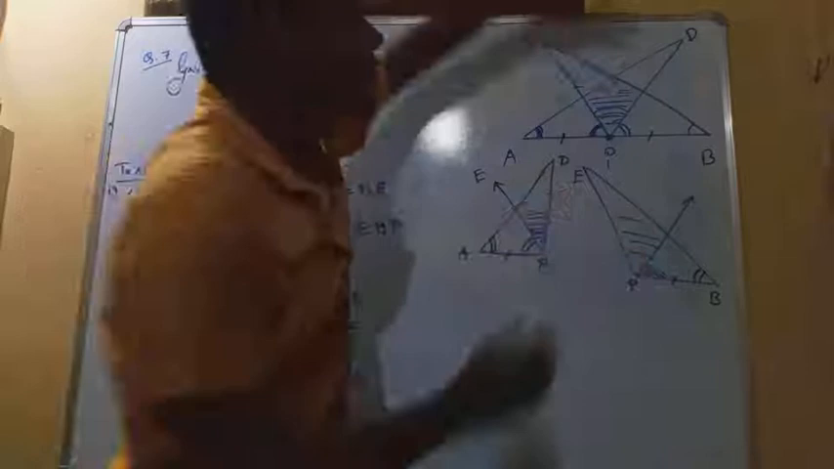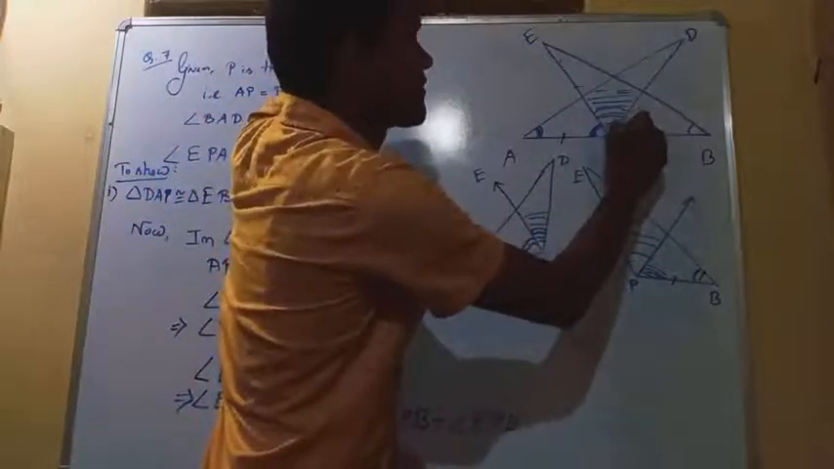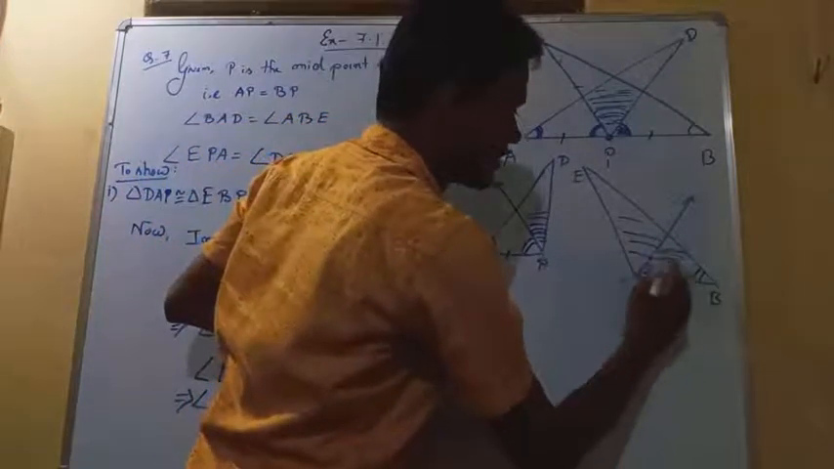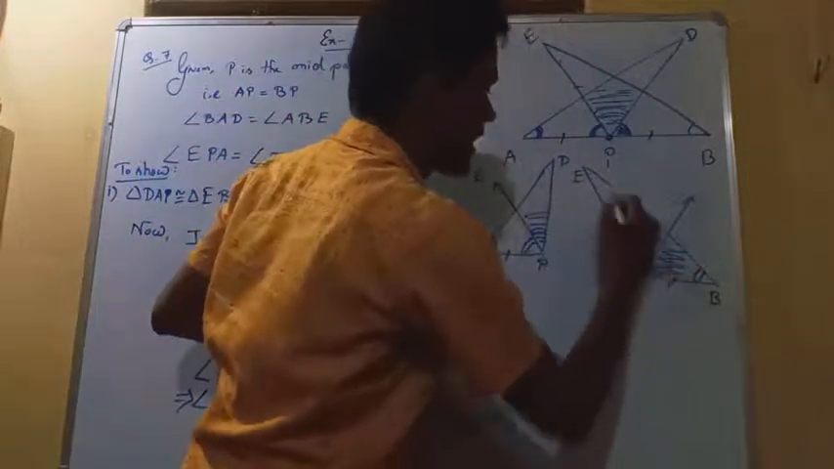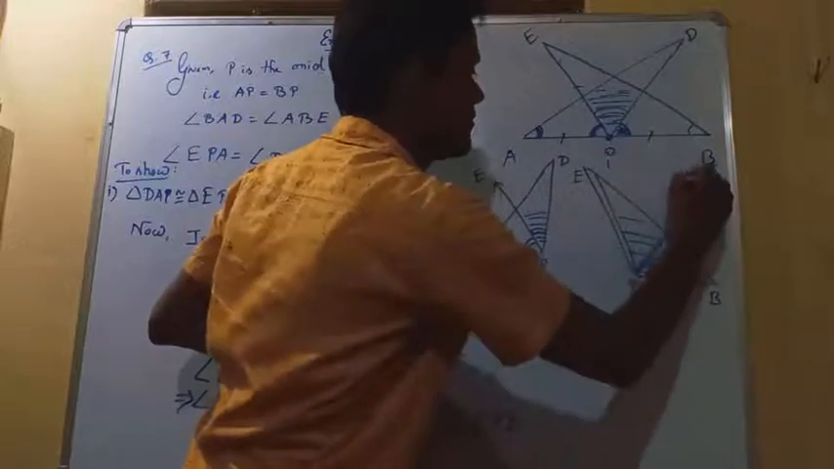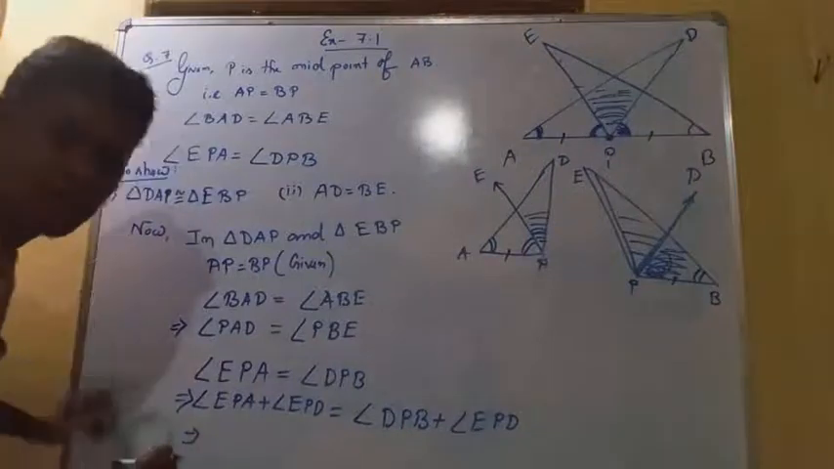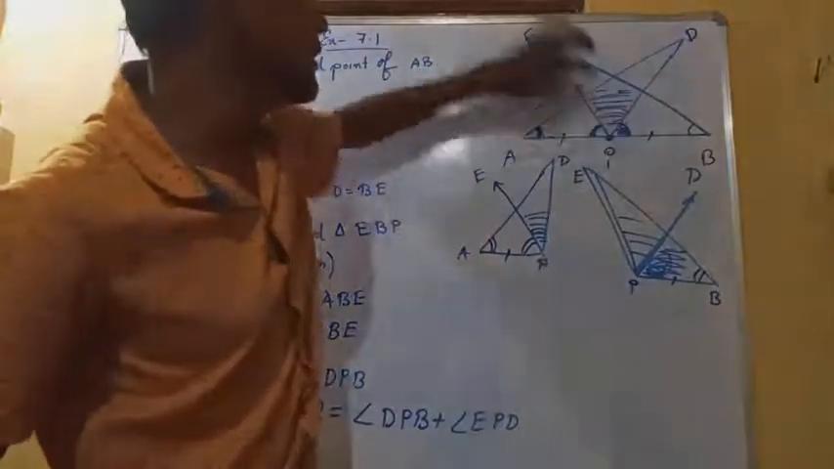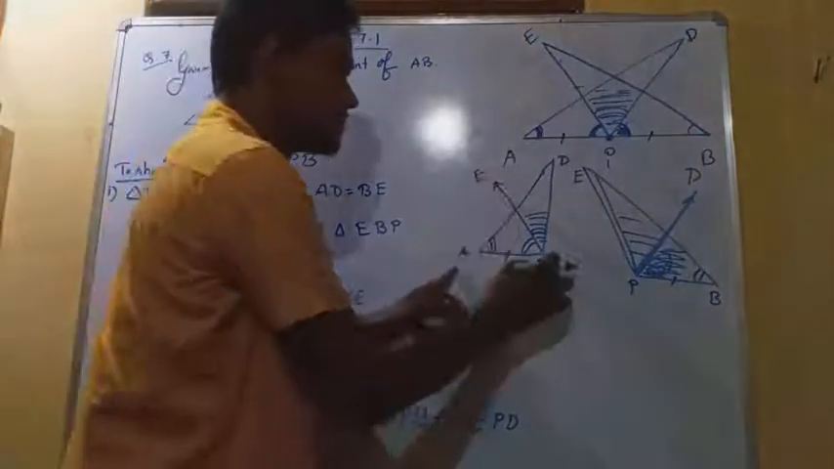That means with this angle, if I add the angle EPD, I will get the complete angle. Along with this much angle, if I add EPD, then it will give us the complete angle EPB. So now I can write the complete name of the angle. EPA plus EPD means what? Here you can see EPA plus EPD means I can write EPD.